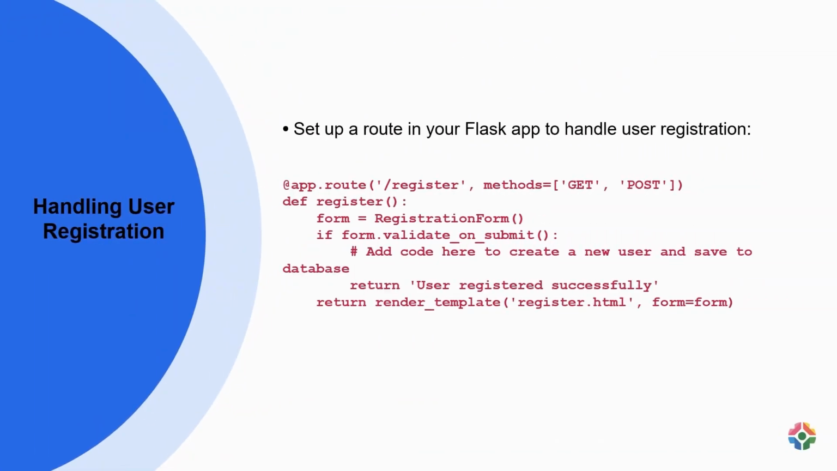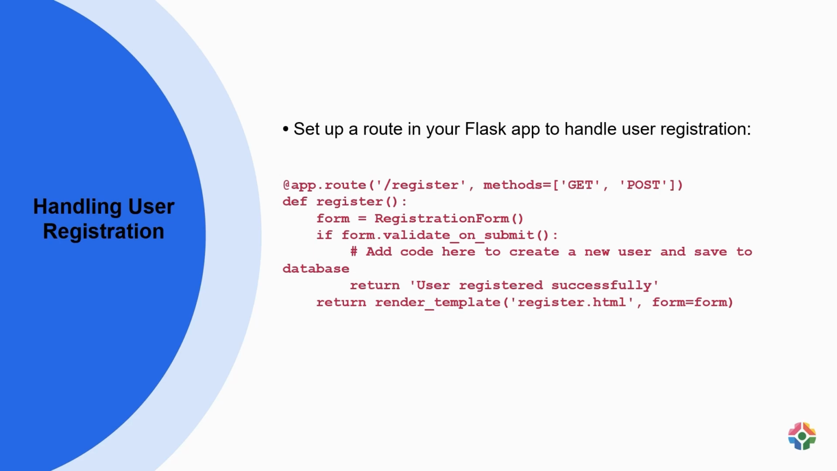To handle user registration in a Flask app, you can create a route using the @app.route decorator with the URL /register and methods set to GET and POST. Within the route function, initialize a form instance, such as RegistrationForm. Validate the form submission with form.validate_on_submit. If the form is valid, you can implement the logic to create a new user and store the user data in the database. Finally, return a message indicating successful user registration.